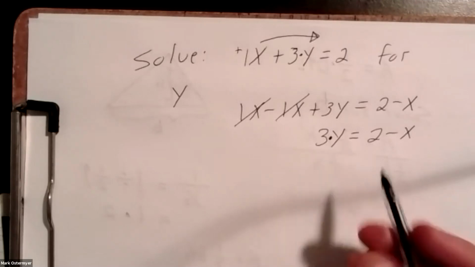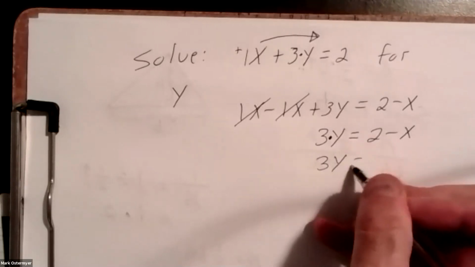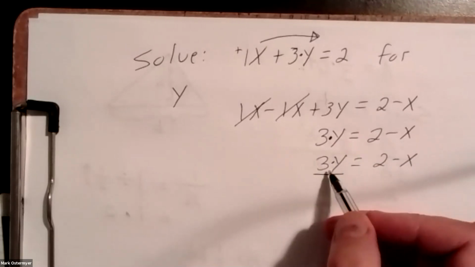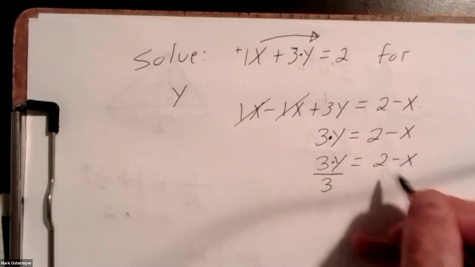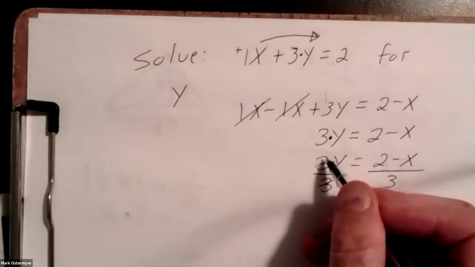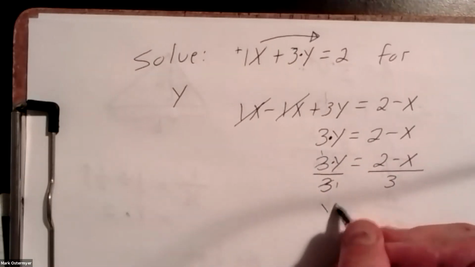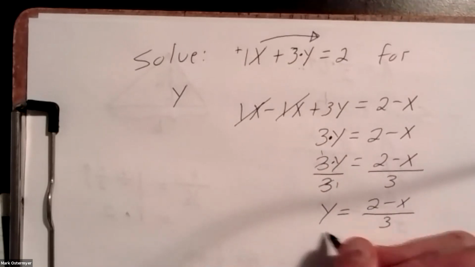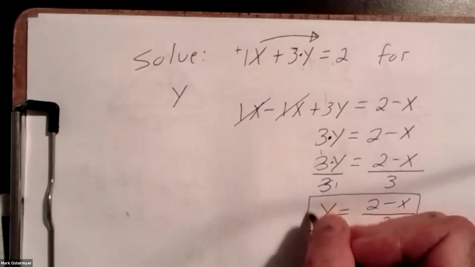Divide both sides by what? Not y, but what? Trying to get rid of the 3. Yeah, you got to divide both sides by 3. The 3's reduce out on the left side to 1s, and 1 times y is y. And so we have y is equal to 2 minus x over 3. And we have solved that formula for y.